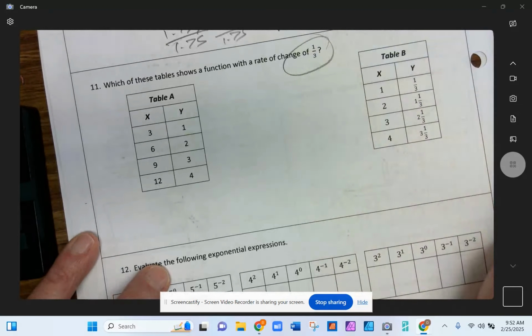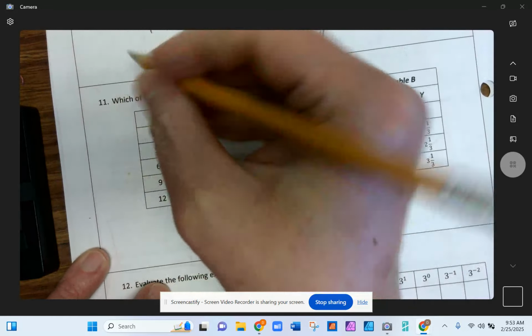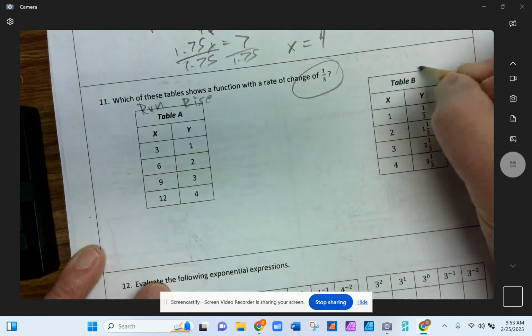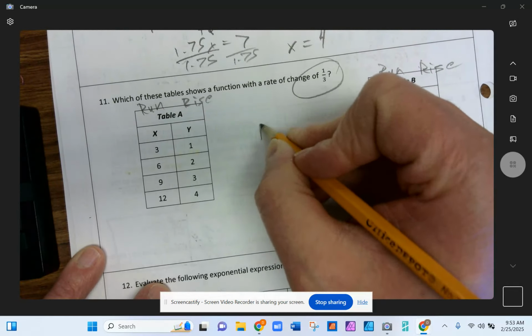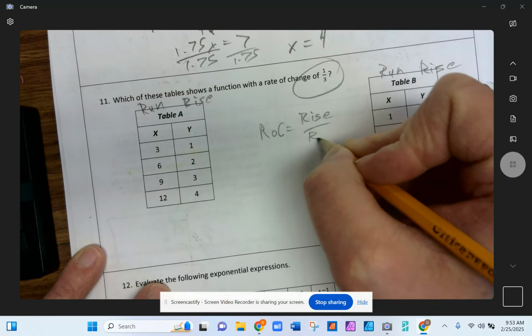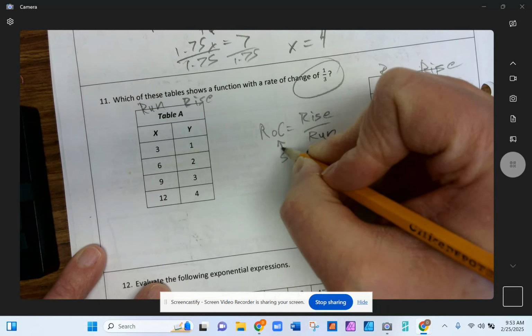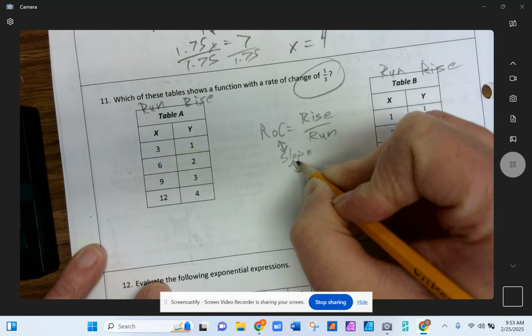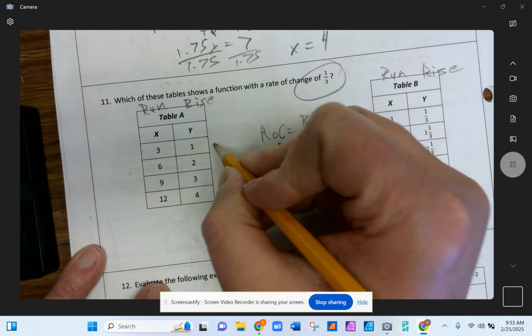We want a rate of change of 1/3. So this is the rise. That's the run of both tables. Okay, remember rate of change is rise over run. It's the same thing as slope, right? Or m, same thing, right? So now I figure out what the difference is here.